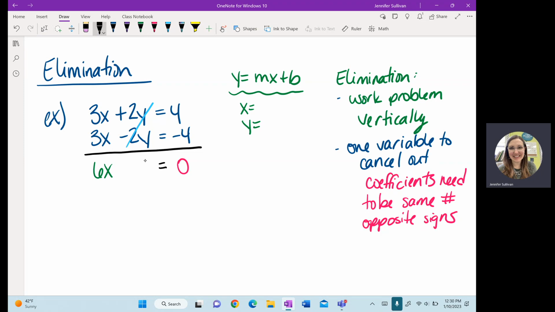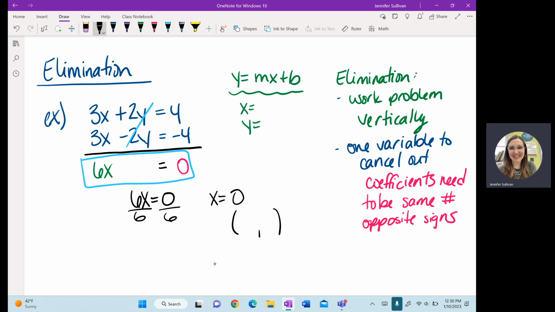And then when those cancel, we're left with this equation down here, 6x equals 0. And I can solve that one like normal, where I'm taking 6 times my x, so I'm going to divide by the 6 in order to get x by itself. So x equals 0. So this is part of my answer. Remember how my answer to a system is always a point. And so the 0 is going to go in the x spot of my coordinate point.